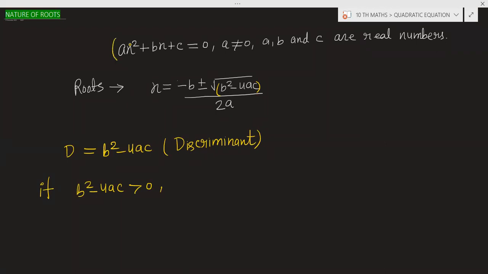So if the value of b square minus 4ac is greater than 0, then you will say roots of the given quadratic equation will be two real roots. This is a quadratic equation, so the maximum number of roots that can be possible for it will be 2. If b square minus 4ac is greater than 0, meaning discriminant is greater than 0, then this equation will have two real roots.